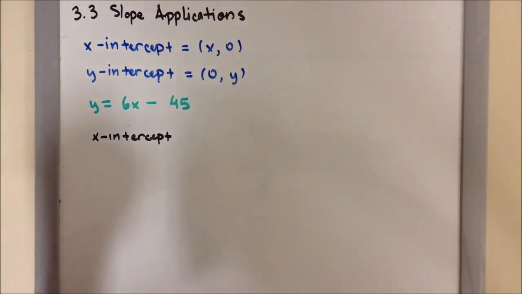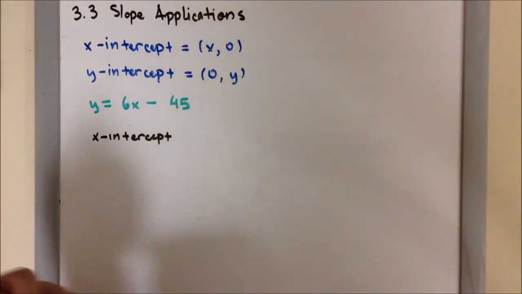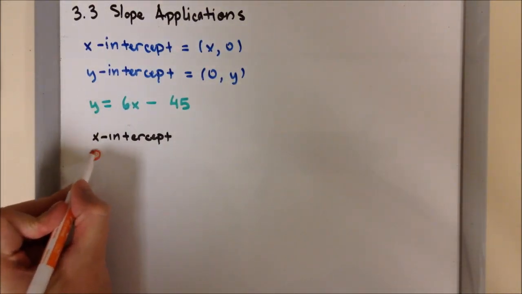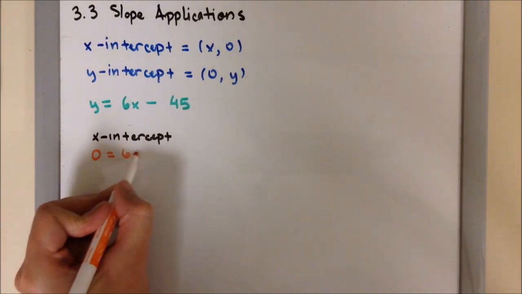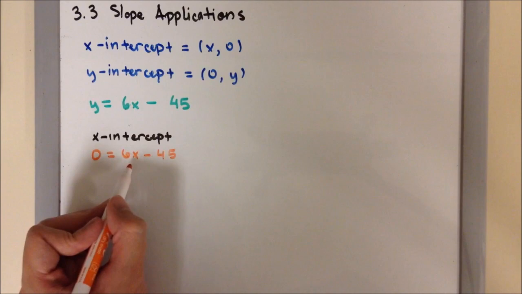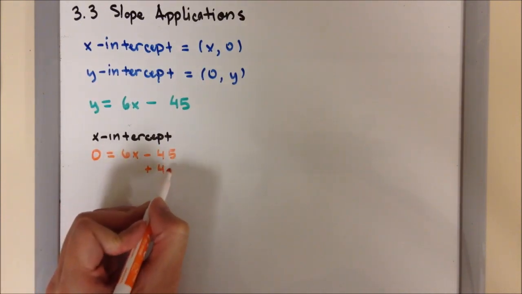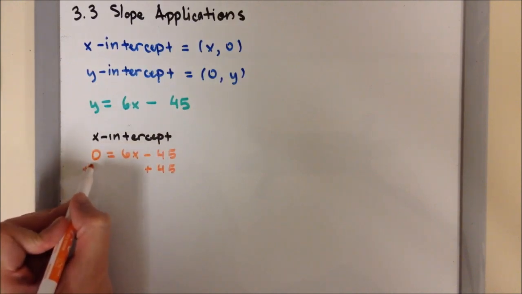Now for the x-intercept, we know that the y value is always 0. So I'm going to plug in 0 for y, which will look like this. 0 equals 6x minus 45. So I'm going to try to solve for x. I'm going to cancel out the minus 45. Plus 45, and then plus 45.